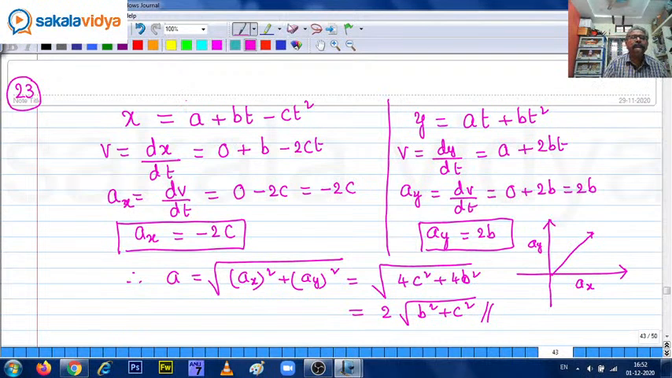See, Viresh, this is the displacement along the x-axis and this is the displacement along the y-axis. So the acceleration along the x-axis is minus 2c, and along the y-axis is 2b. So we need to find the resultant. Applying the Pythagoras theorem, you get ax square plus ay square under root, 4c square plus 4b square. Take 4 common, square root of 4 is 2. So 2 root of b square plus c square.